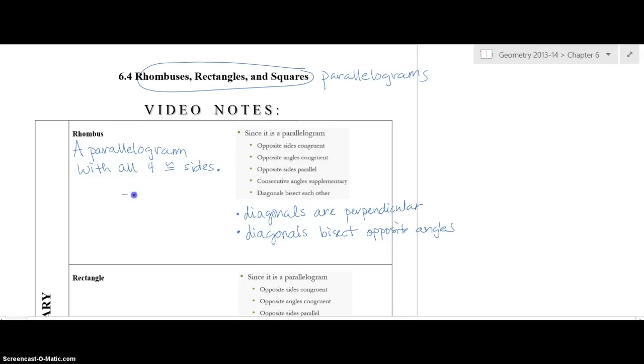So if we draw a picture of a rhombus, it looks like a parallelogram, but we know that all four sides are going to be congruent. When we say that the diagonals are perpendicular, remember that the diagonals cut across the figure and connect vertices. Perpendicular means that they intersect at a 90-degree angle. And if they bisect opposite angles, then that means that it cuts the angles in half to make two congruent angles. I'm not going to mark all of the other properties of the parallelogram, but again, once more, all of those properties still apply to the rhombus.